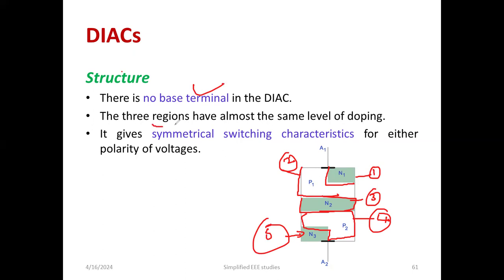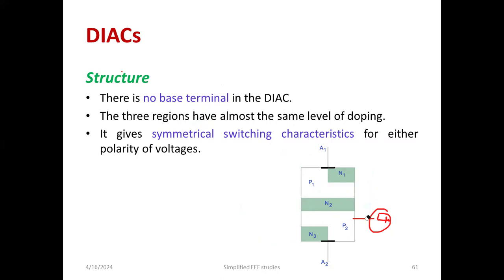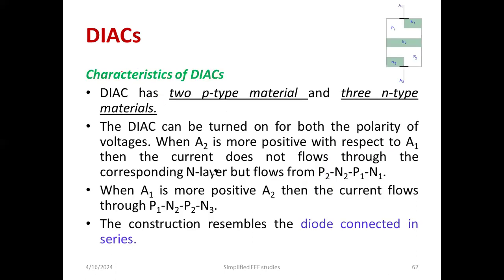So we have three regions which have almost equal level of doping. One more important feature, it gives symmetrical switching characteristics. How it looks symmetrical switching characteristics, I will let you know when I explain the characteristics. At present, you have come to know that the DIAC has 5 layers and 2 terminals. Also, it follows the symmetrical characteristics. Now I am going to explain the characteristics of DIAC.